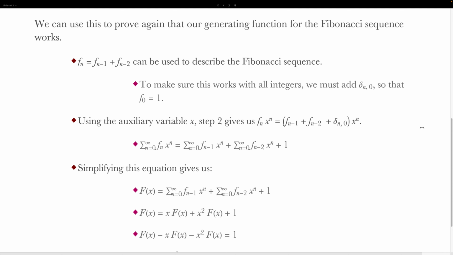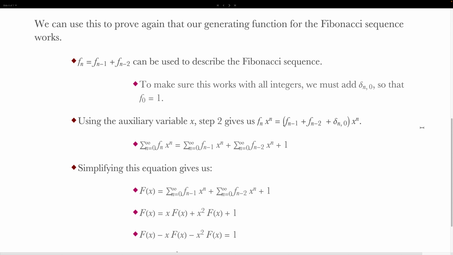Using x as our auxiliary variable, step 2 will retrieve for us f sub n times x to the power of n is equal to f sub n minus 1 plus f sub n minus 2 plus Kronecker delta of n comma 0, times x to the power of n. We can then sum over every value of n, giving us the sum of f sub n times x to the power of n is equal to the sum of f sub n minus 1 times x to the power of n plus the sum of f sub n minus 2 times x to the power of n plus 1.